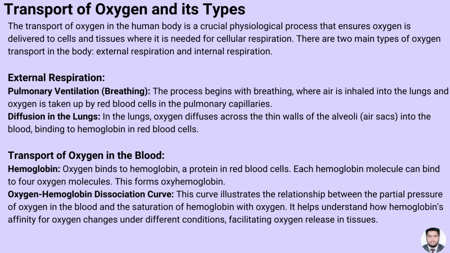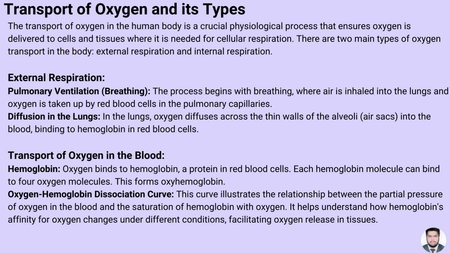Transport of oxygen in the blood. Hemoglobin. Oxygen binds to hemoglobin, a protein in red blood cells. Each hemoglobin molecule can bind to four oxygen molecules. This forms oxyhemoglobin.